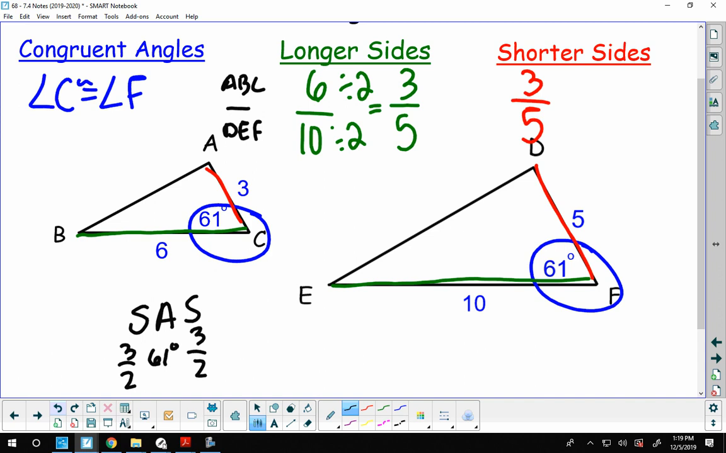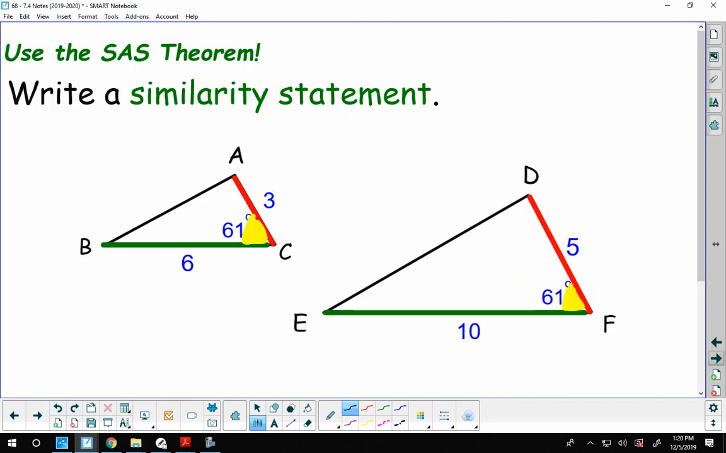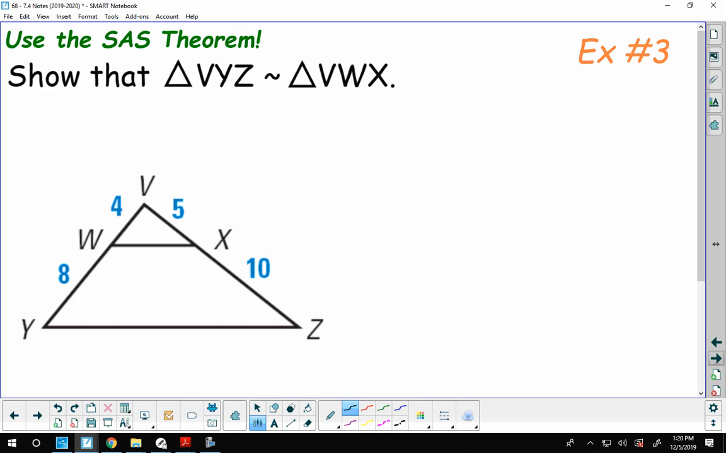So we can now conclude that triangle ABC is similar to triangle. So let's see, we did ABC, so over here we go DEF. Just make sure your corresponding parts match up. So we already wrote the similarity statement on the previous slide. So now we want to show that these two triangles are similar.